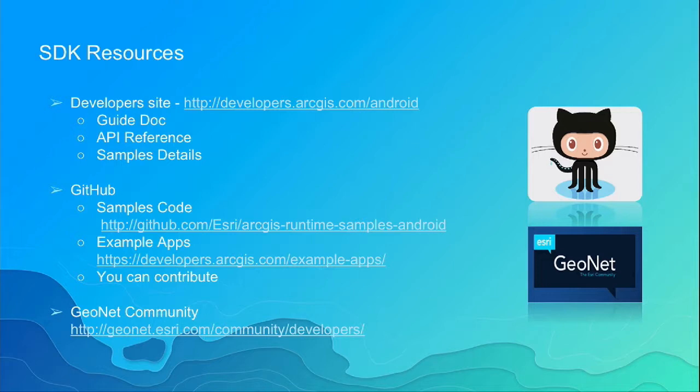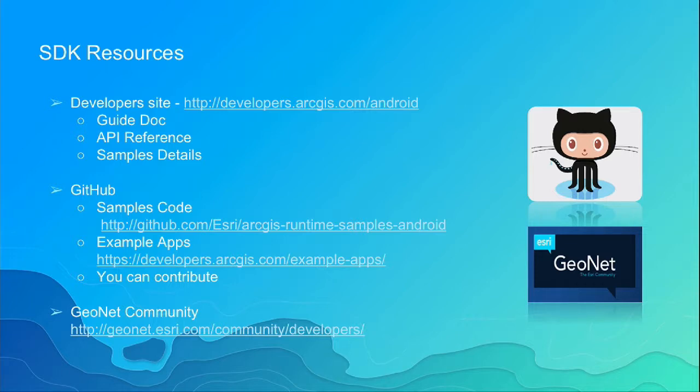So what else do we have with the SDK? There is a different set of resources that come when you download the SDK or want to work with the SDK. We have the developer site, developers.arcgis.com/Android, where you get the guide doc. We explain all the fundamental concepts there in the guide doc, and the functionality that is available. And there is an API reference to work with each of the classes. We have a detailed API reference there. And we have a section for samples that explain how the samples work.